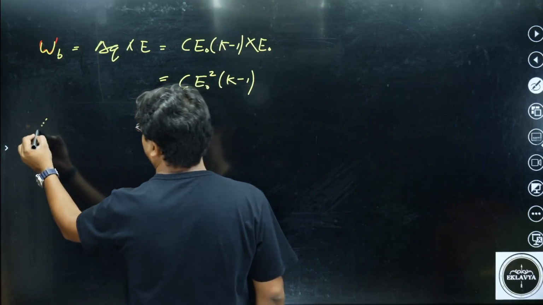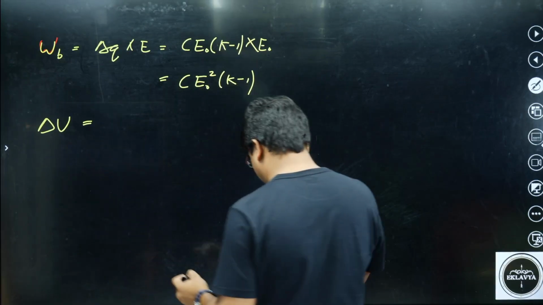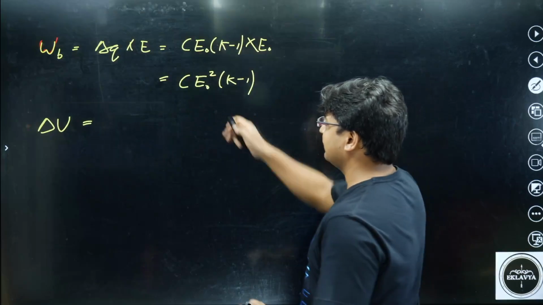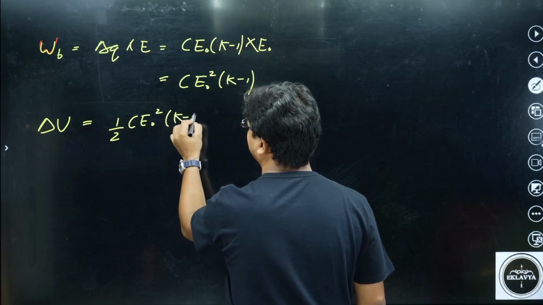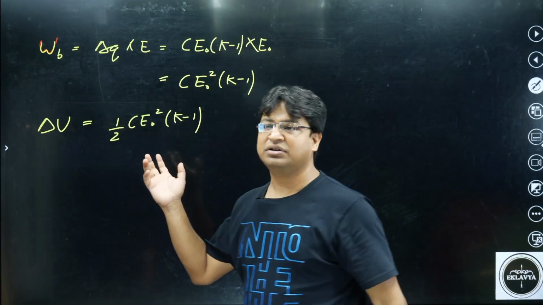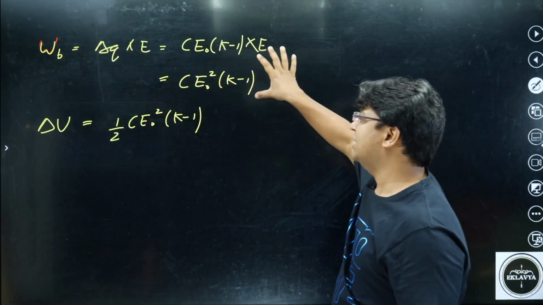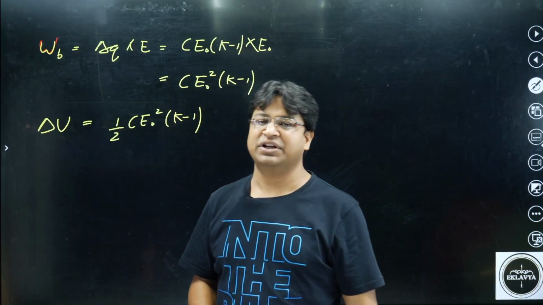But the delta U increase that we wrote here, delta U was half of this value. It was half C E naught square K minus 1. Now, obviously, the question that we should ask is, if the battery supplied this much energy and the capacitor stored only this much energy, where did the rest of the energy go?